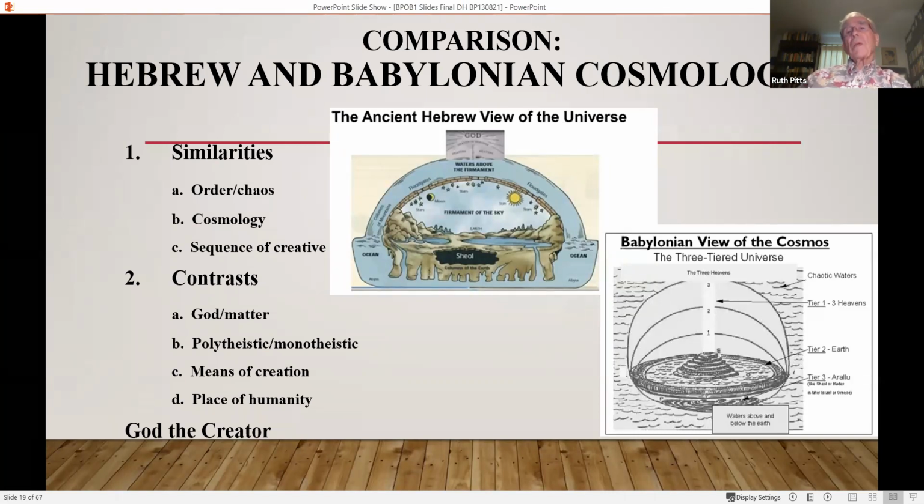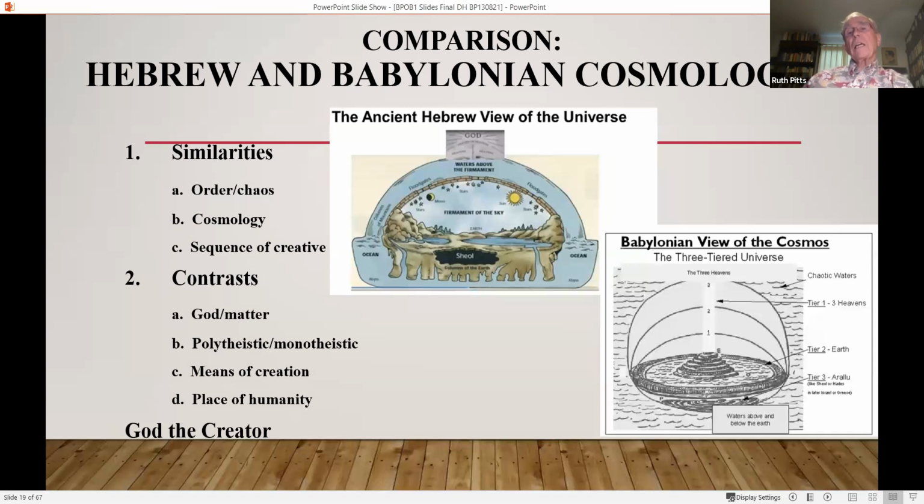Another contrast is that in Babylonia, you have many gods to account for the origin of things, whereas in the Hebrew tradition it's only one God who is involved in the creation of the earth and of the world and of human beings. The means of creation is struggle for the Babylonians. It is the word of God and the speaking of God for the Hebrew people.